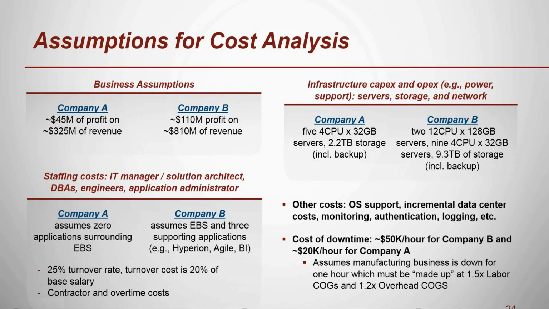So you can see on the right side of that slide the topology for company A and company B. Company A is fairly straightforward, typical 2-tier architecture for production and then non-production, and then a little bit more complex for company B. And we assume that the cost of downtime, so the cost of the system being down, is about $20,000 per hour for company A and about $50,000 an hour for company B. And it assumes that these are manufacturing businesses.